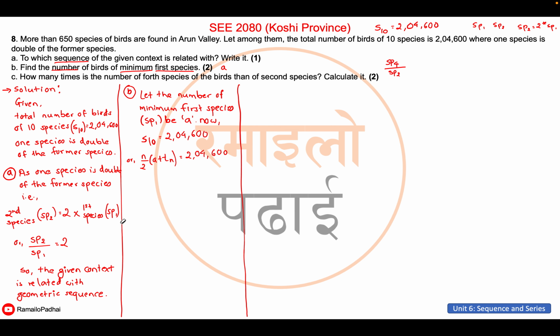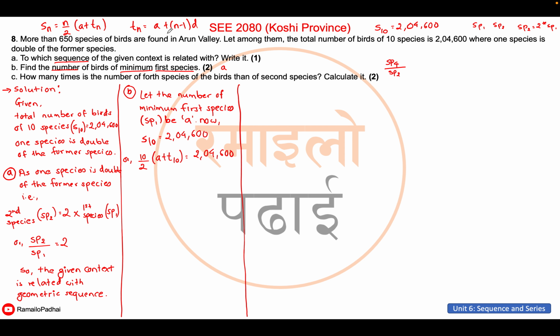Okay, you take it into mind. Let me just write the formula here. The formula is Sn is equal to n upon 2 times a plus tn. So S10 is equal to 10 upon 2 times a plus t10 is equal to 2,04,600, and you know the formula of Tn in an arithmetic sequence is a plus n minus 1 d.